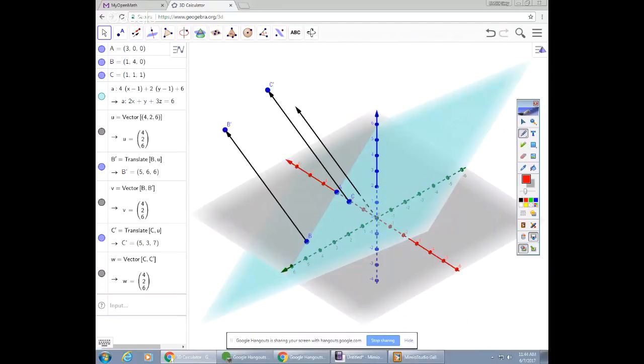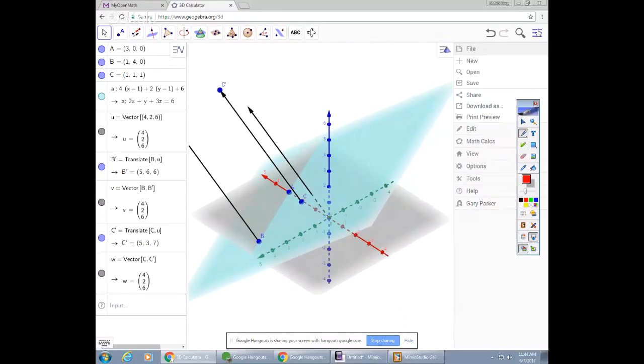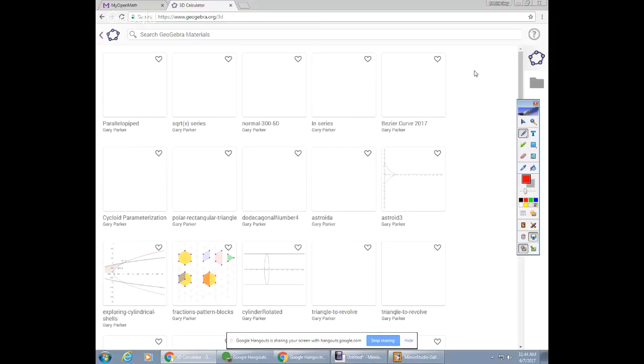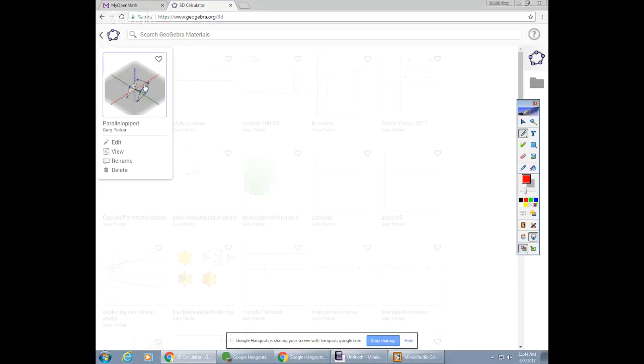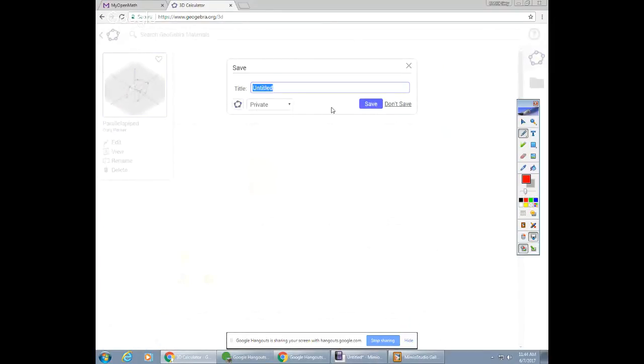The other thing I was going to do, and I'm running out of time, so I'll just have to show you. Am I logged in? Yep. How do I go to my stuff? Open. Parallelepiped. All right. Last night I built, no, I don't want to change your name. I just want to see you. View.